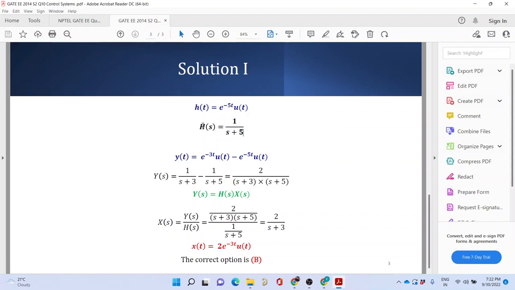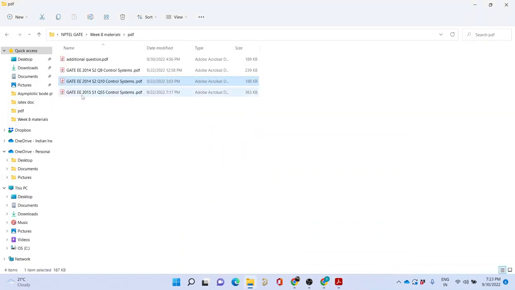So the simplest way is to transform that into Laplace domain. I have transformed the impulse response in Laplace domain. That comes out to be 1 divided by s plus 5, and the output that has been given to us, that also I have transformed in Laplace domain. Once we do that, as I have told you, Y(s) is equal to H(s) into X(s), we can easily find X(s) from here by Y(s) divided by H(s), and we end up getting 2 divided by s plus 3. Now we take inverse Laplace of this, we get 2 into e to the power minus 3t u(t). So the correct option will be B. It's a very easy sum. I do not know why people are taking so much time for solving this.